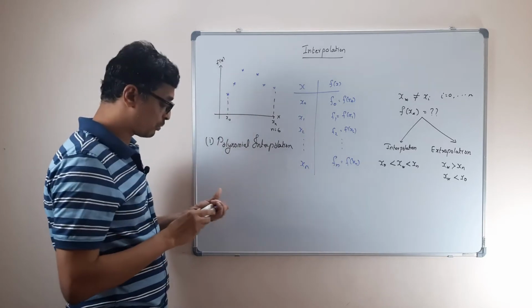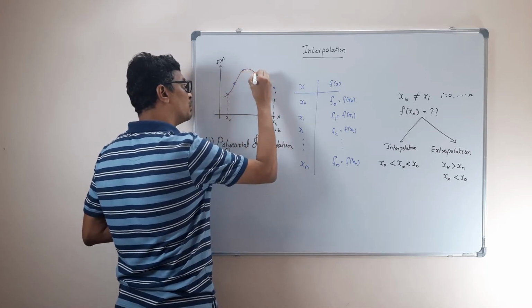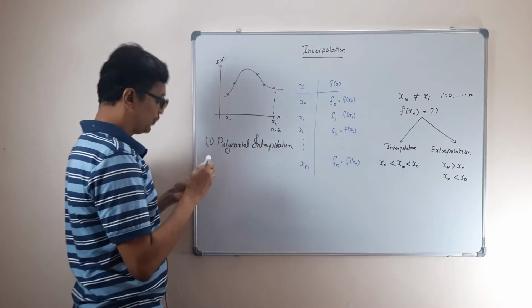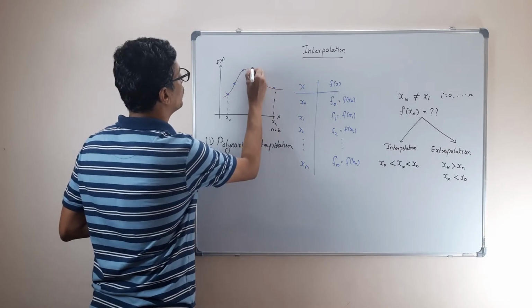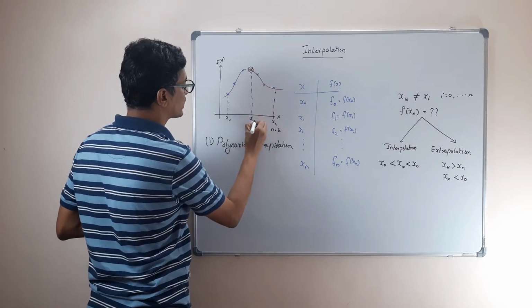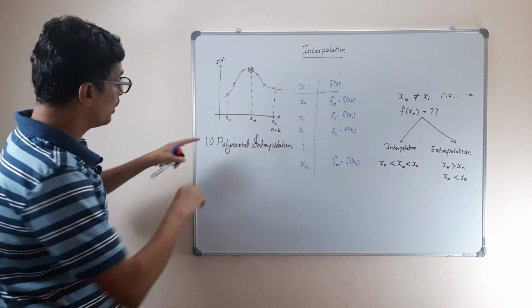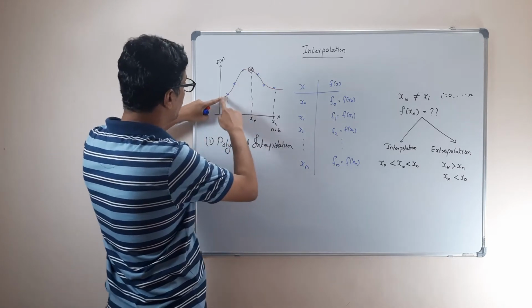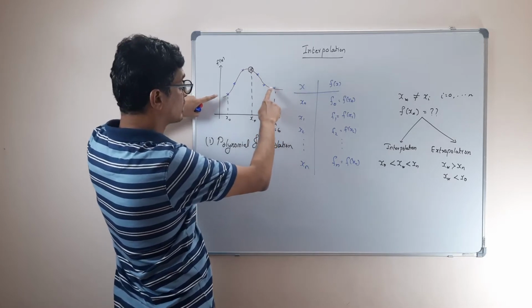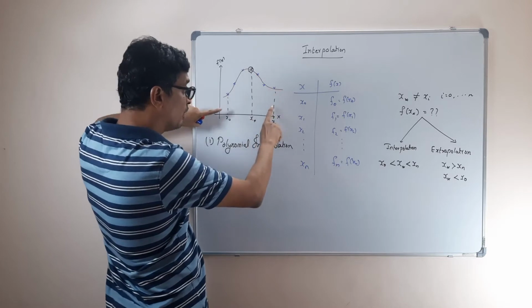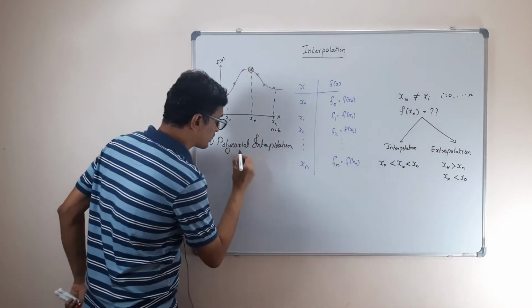So we will use that property to construct a polynomial which is going to pass through all these points, and use that polynomial to find some unknown value at some x star. This is the technique used for polynomial interpolation. Now a polynomial can also be extended beyond this range, and if you assume the behavior of the system is still maintained by the polynomial even outside this range, then you can use it for extrapolation also.